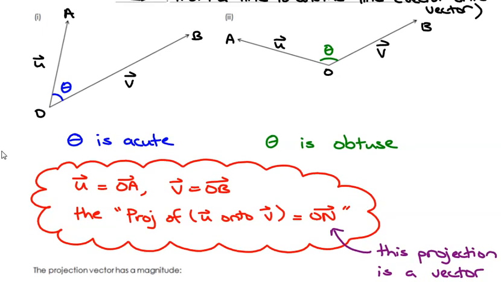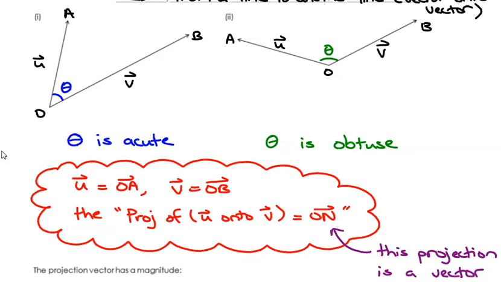Let me show you. Here are 2 examples of a u vector and a v vector with a theta encompassed between them, tail to tail. The left diagram has theta as an acute angle, and the right diagram has theta as an obtuse angle. What I have is a u vector, which I can also call OA, and a v vector, which I can also call OB.